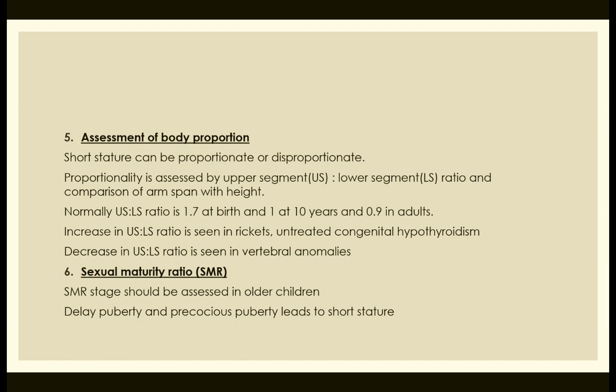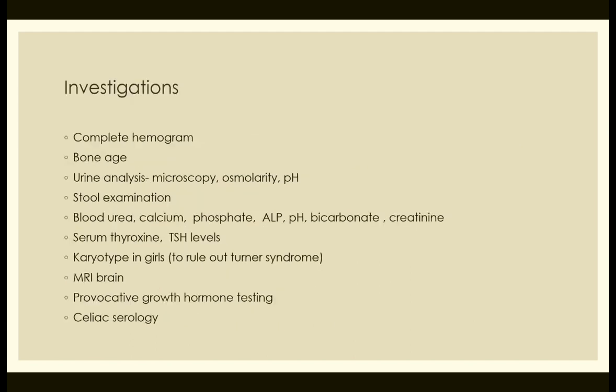There is an increase in the upper segment to lower segment ratio in rickets and untreated congenital hypothyroidism. There is a decrease in the upper segment to lower segment ratio in vertebral anomalies. Then for sexual maturity, the SMR staging should be assessed in older children. Delayed puberty and precocious puberty may lead to short stature.